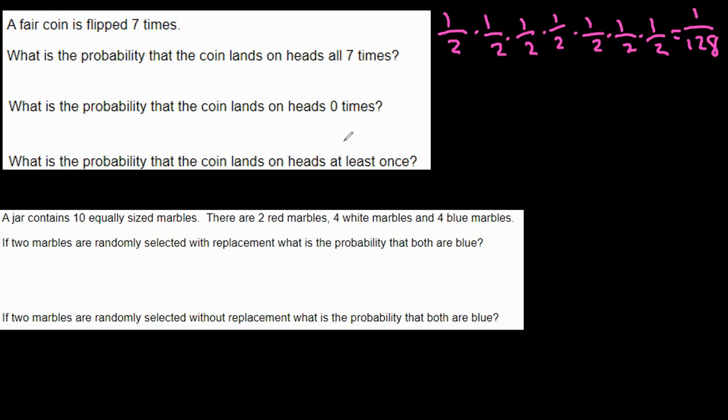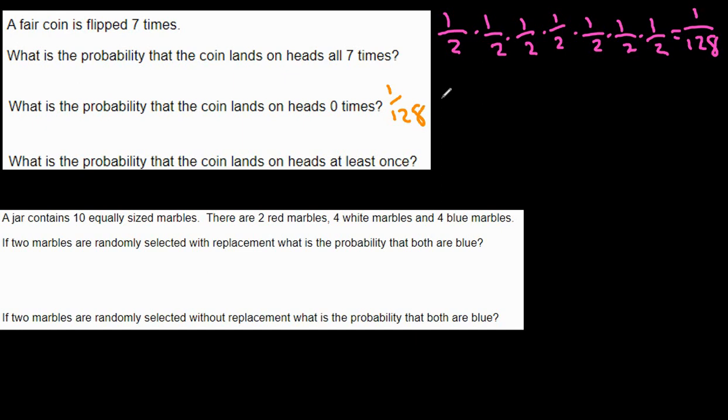What is the probability that the coin lands on heads 0 times? Well, it's actually the same thing. If it's not heads, it's the same probability of landing on heads all the times, or none of the times. It's actually going to be the same, because it would land on tails 7 times. So it would just also be 1 out of 128.